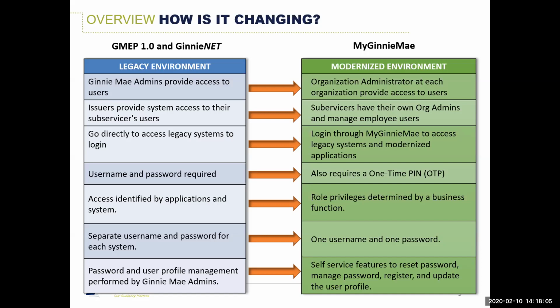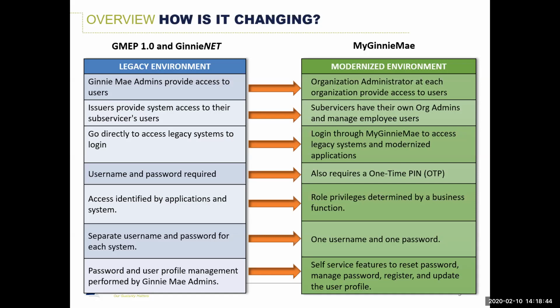That access in our legacy systems was identified by the applications you wanted access to, whereas in MyGinnieMae, we're really operating around this idea of a functional role. So it's more about the business that you need to conduct on behalf of your organization, as opposed to exactly which systems you want access to. So you don't have to worry about the system, you just need to know your business function. Again, in legacy systems, a separate username and password for each system. In MyGinnieMae, it's just one username and password.